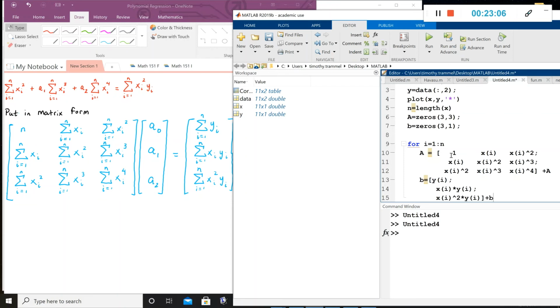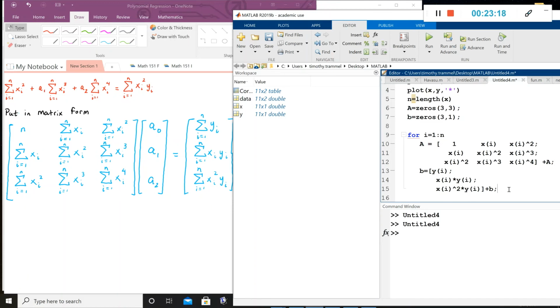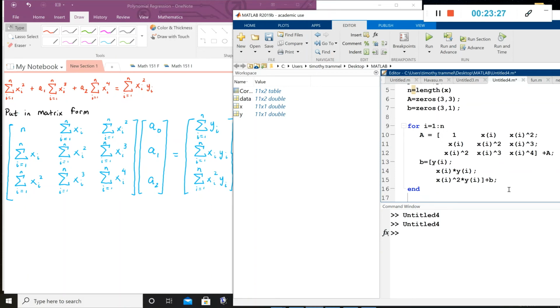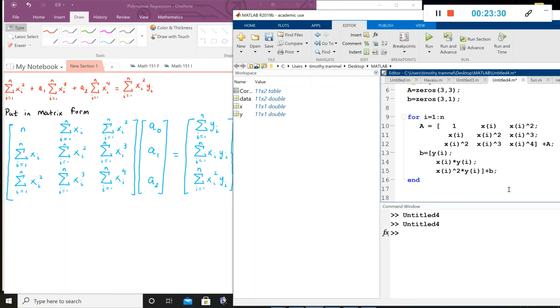We just need to add the previous B to it each time. Okay. And let's suppress that, and we will move down to the next line. We will end the for loop, because that's going to generate our matrices A and B. Now this is going to give us those a's we were looking for: a0, a1, a2. So let's call it a. So a equals big A backslash B. This is going to be the vector containing our coefficients.